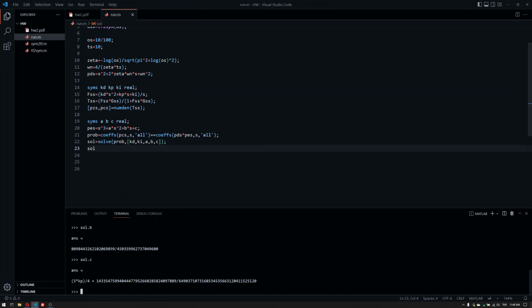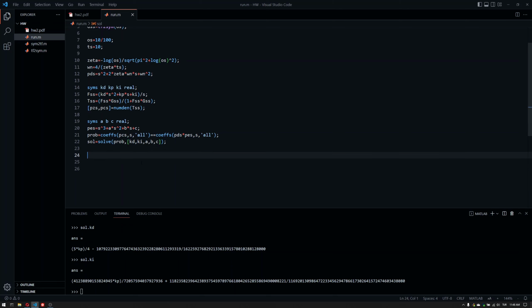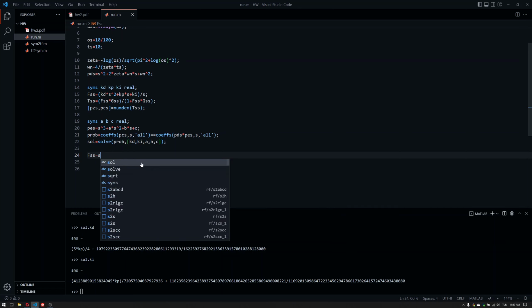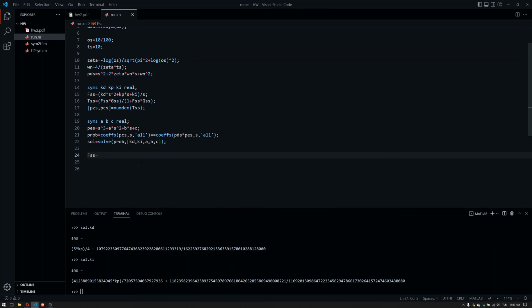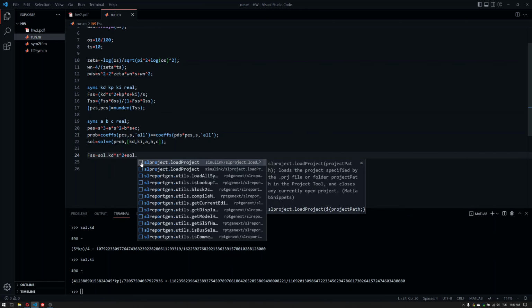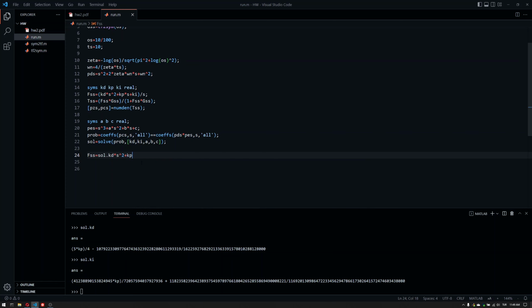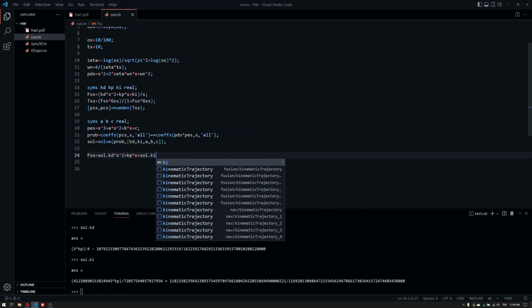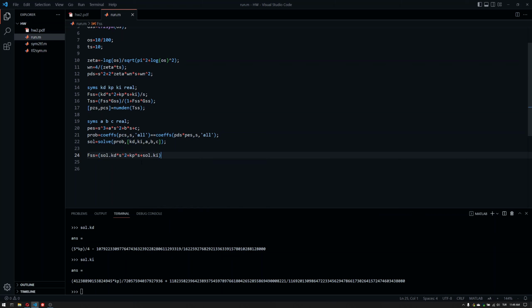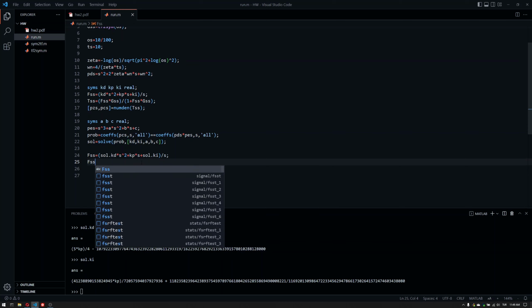Now, since we know what KD and KI look like, what we can do is the following. Let's say we want to define all the PID controllers. We can just substitute or even go ahead and write it down ourselves. Sol.kd times s squared plus, actually, kp is our free parameter, so kp times s plus sol.ki, the whole thing divided by s should be our controller.